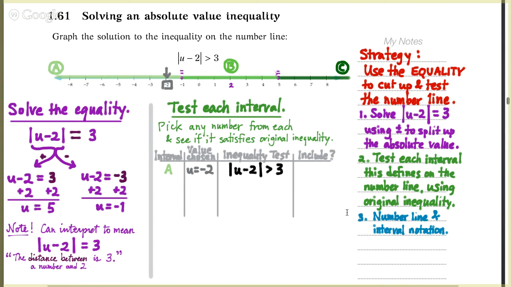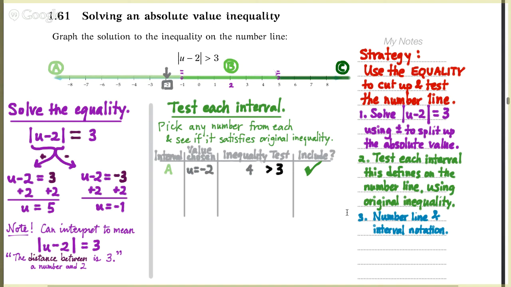So I'm going to plug that value, -2, into the original inequality. Absolute value of -2 minus 2, is it greater than 3? Well, using the order of operations, let's evaluate -2 minus 2, -4. Take the absolute value on the left-hand side, absolute value of -4 being 4, and then ask, is this a true statement? Is 4 greater than 3? And the answer is yes.